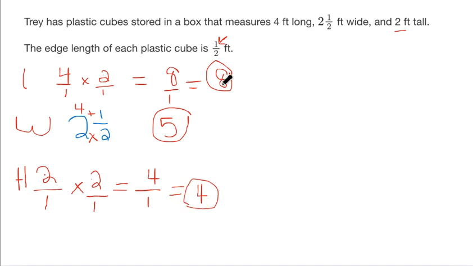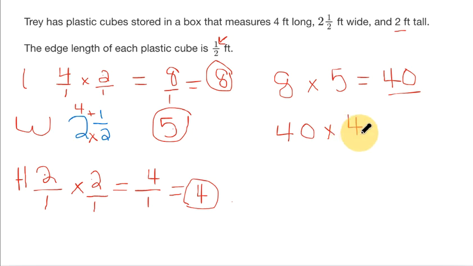My next step is to multiply my length and my width. So I'm going to multiply 8 times 5, and that will give me 40. And then I'm going to take that answer and multiply it by my height. So I have 40 times 4, which will give me 160. So I will need 160 plastic cubes to fill that whole box.